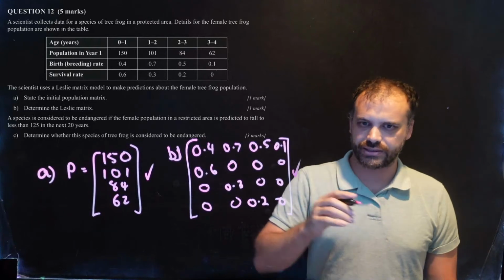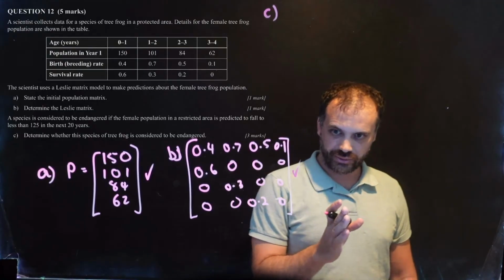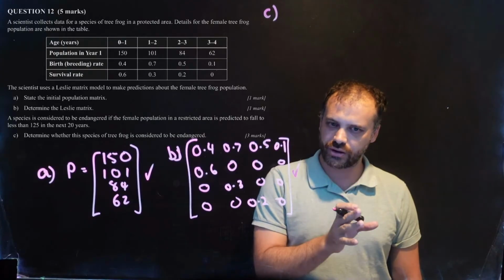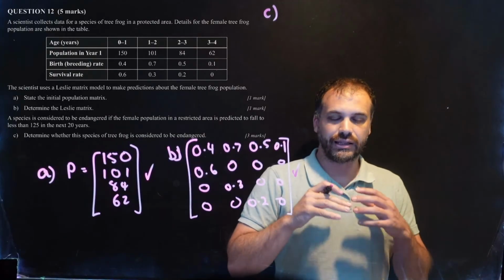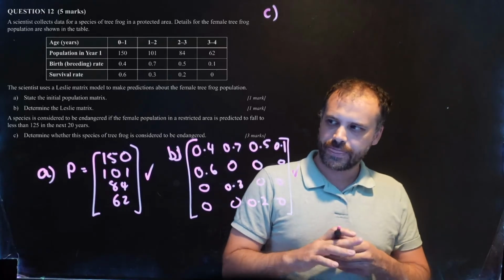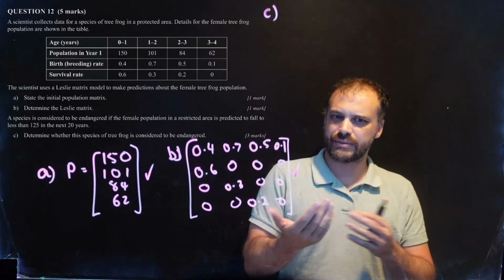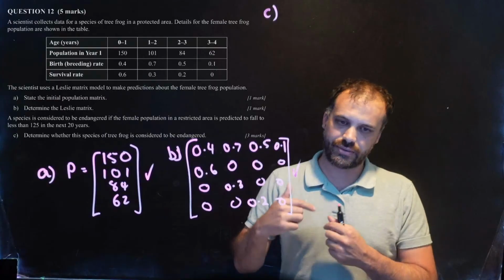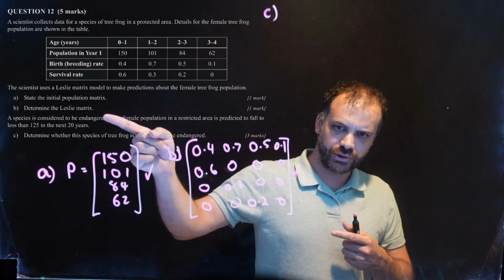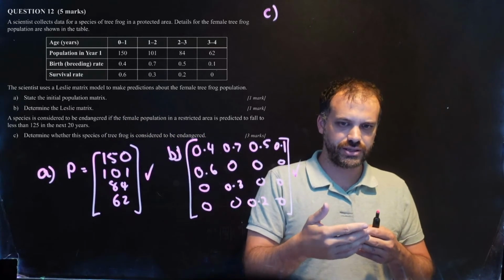And now we have part C. All right, so I'm going to do part C way up here. Now, this question is ambiguously worded, and the QCAA was aware of that. So when they marked it, they allowed a range of answers. Now, why do I say it's ambiguously worded? It says that this is the population in the first year. What does that mean? Does that mean at the beginning of the year? Does that mean at the end of the year? And then it says, will the population fall to less than 125 in the next 20 years?